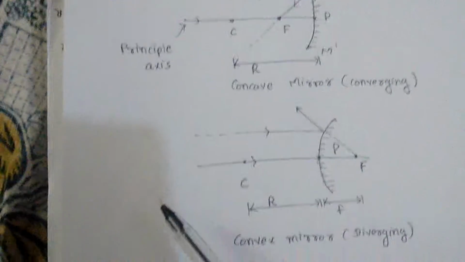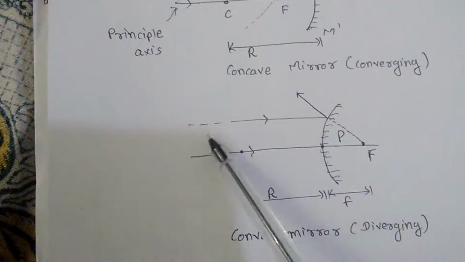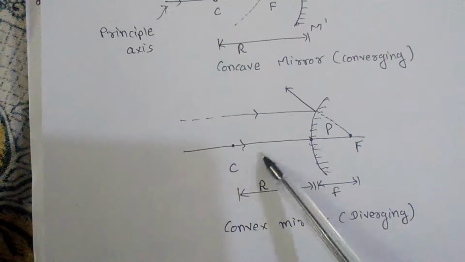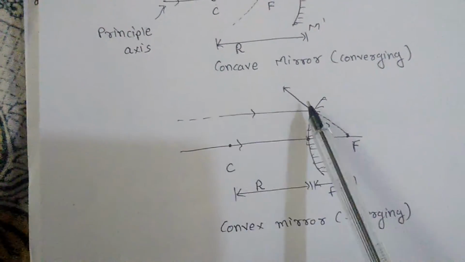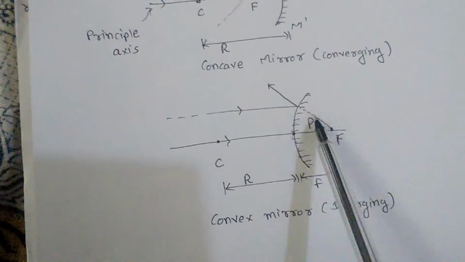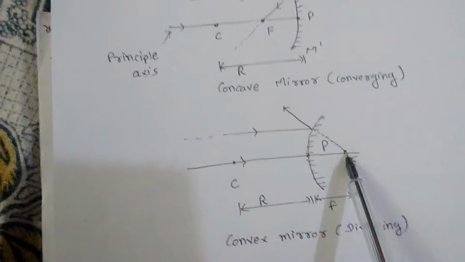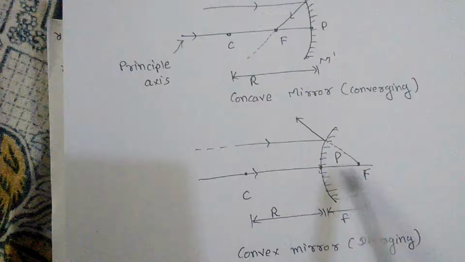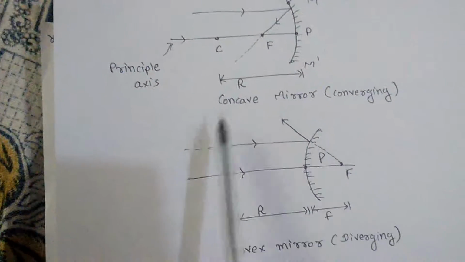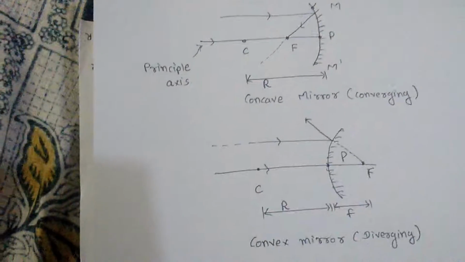But if you observe the convex mirror and one light ray is incident on the mirror in such a way that it is parallel to the principal axis, it will reflect back in such a manner that virtually its reflected path is going to coincide with the focus behind the mirror. So these are the two major differences between concave mirror and convex mirror. These things are going to be very important in sums.